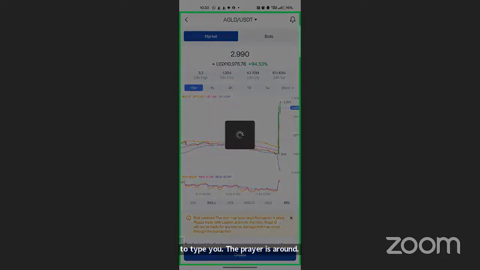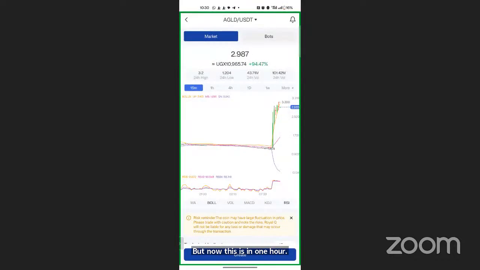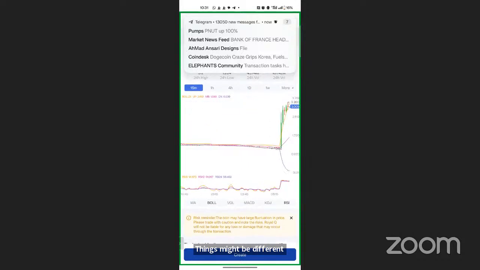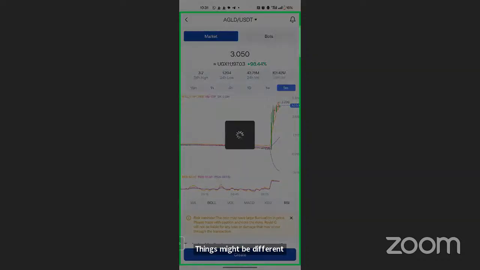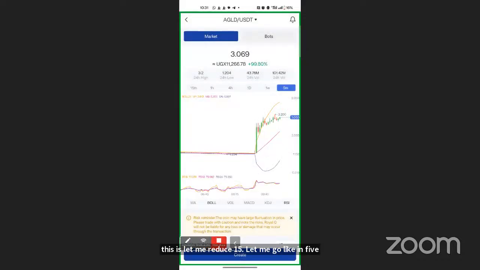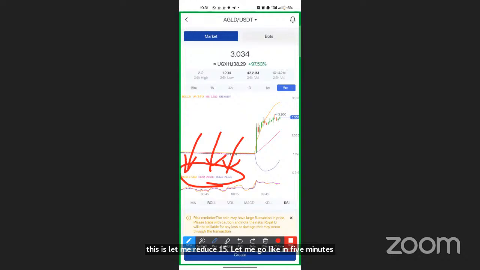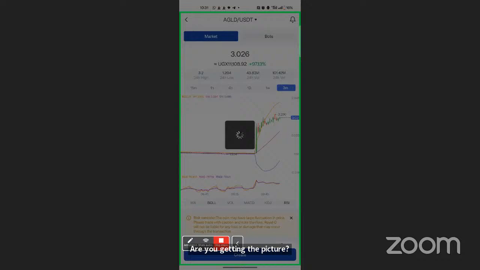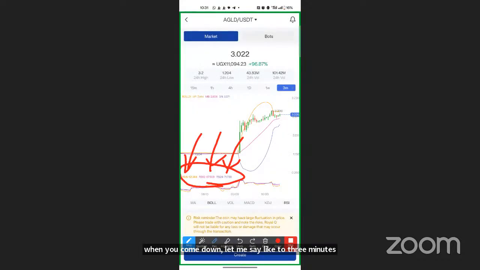But now this is in 1 hour. When we come in 15 minutes, things might be different. Let me reduce 15. Let me go like in 5 minutes. Can you see the difference now? But now this one is too high. But I have a question. Can you see the difference? Are you getting the picture? When you come down, let me say like to 3 minutes, are you seeing the difference? Am I making sense to someone?